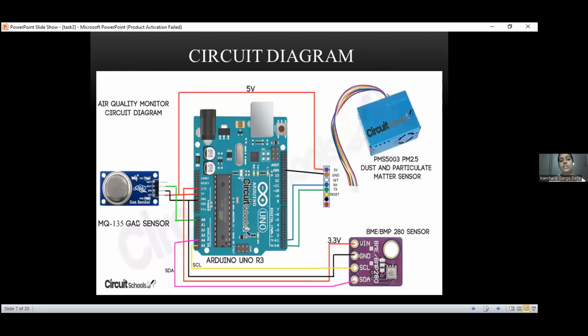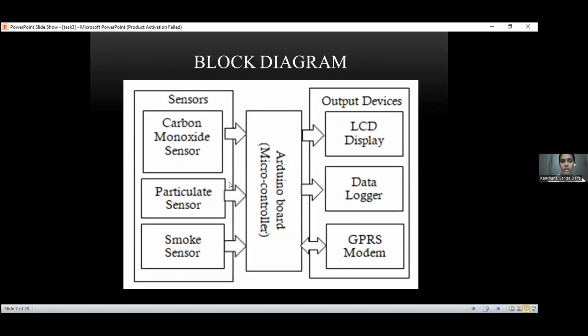This is used for measuring gases such as nitrous oxide, carbon dioxide, like that. And this is the PM2.5 sensor. It measures dust and particulate matter. And this is the BME or BMP 280 sensor. All these sensors will work with three individual operations which make this circuit work. So the next slide is the block diagram. What is about this?